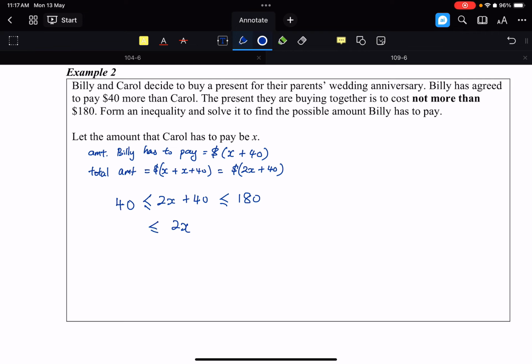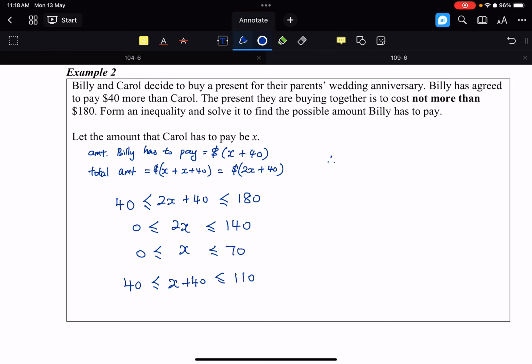So from here, this is 0, this is 140, right? So x is between 0 and 70. Okay, so there is the amount. So we want to find the possible value Billy has to pay, right? So let's see. We have to add. X is Carol. So we actually need to find x plus 40, right? So x plus 40 is between 40 and 110.